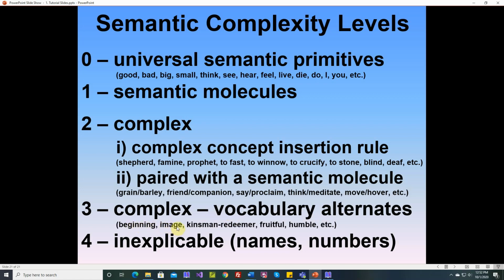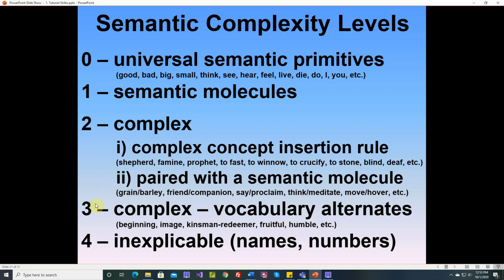We were created in God's image. So there's a simple sentence that uses simple words, or there's this complex vocabulary alternate that includes this complex concept, kinsman redeemer, or fruitful as in be fruitful and multiply, etc.